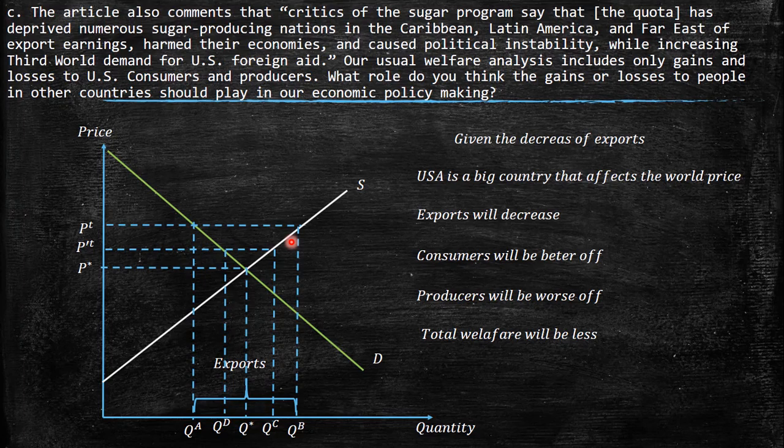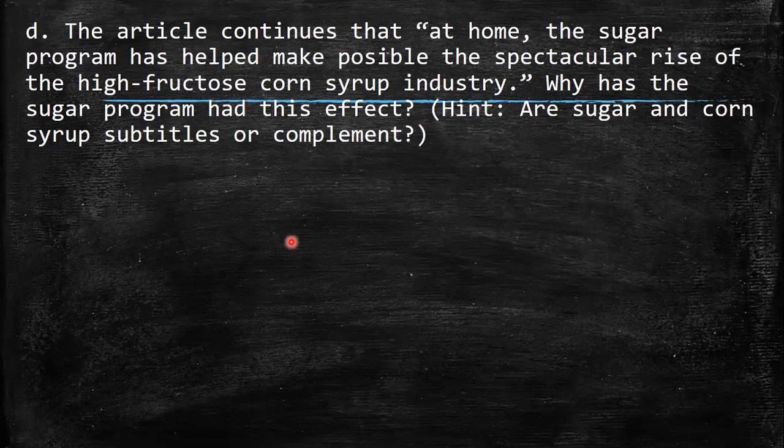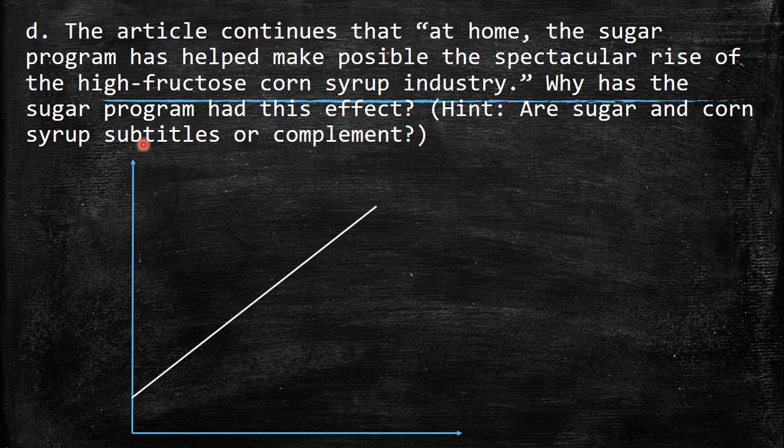So the next point says the article continues that at home the sugar program has helped make possible the spectacular rise of the high fructose corn syrup industry. Why has the sugar program had this effect? So hint, are sugar and corn syrup substitutes or complements? So substitutes. This one is the case.